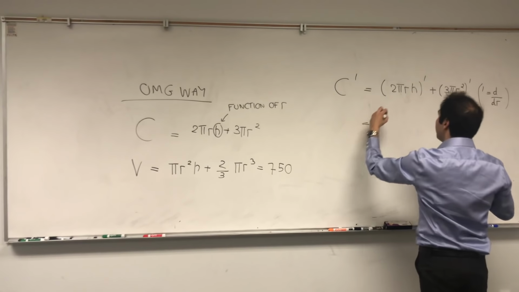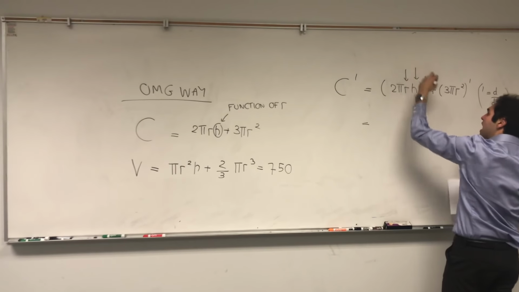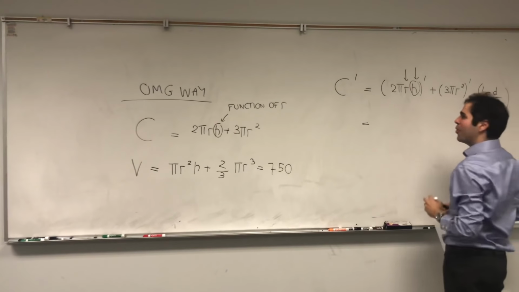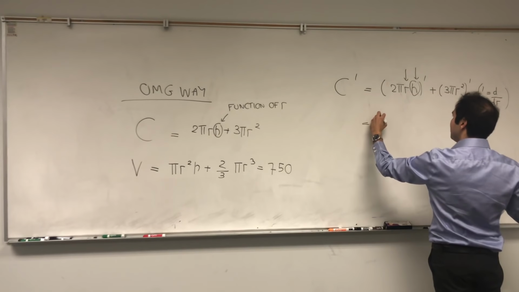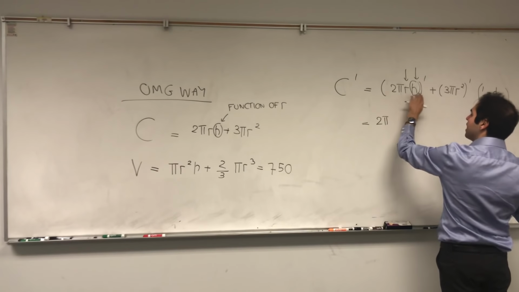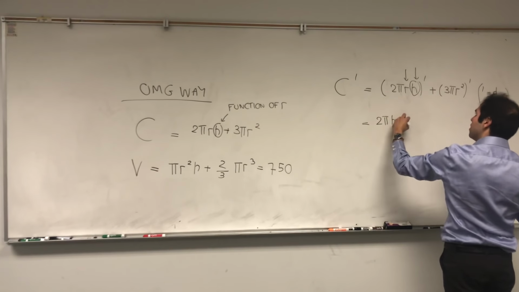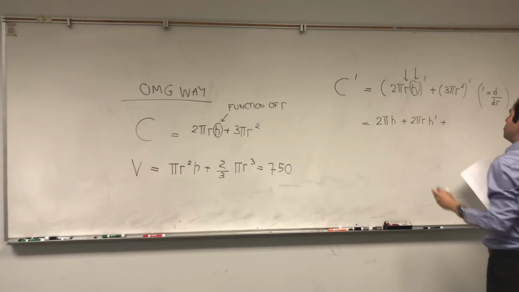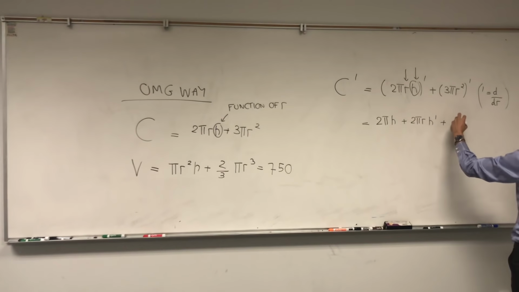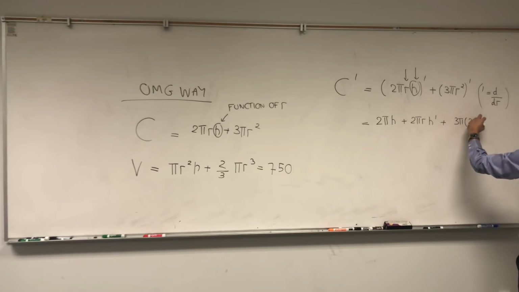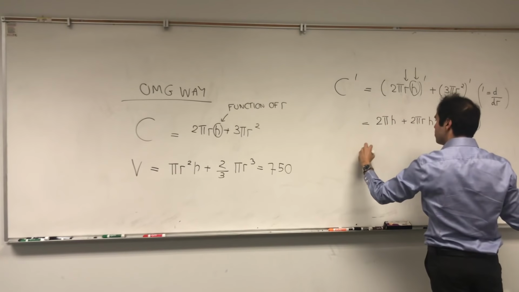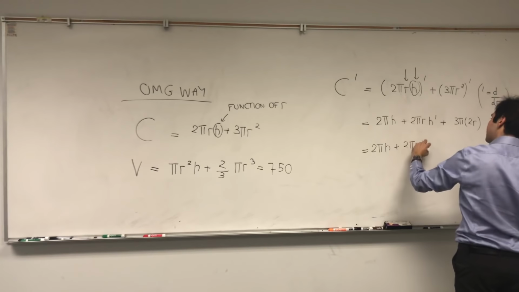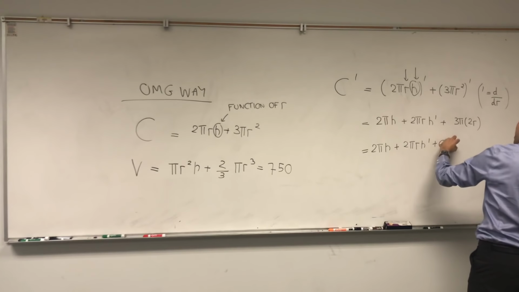Now, r is a function of r, h is a function of r, so let's just use the product rule, or I like to call it the Prada loop. So we get 2 pi times 1 times h plus 2 pi r h prime, and then plus 3 pi times 2r, which in the end gives us 2 pi h plus 2 pi r h prime plus 6 pi r.